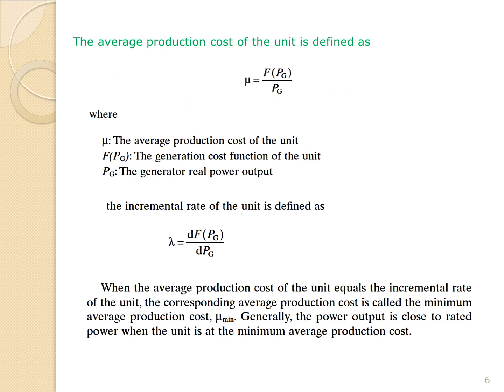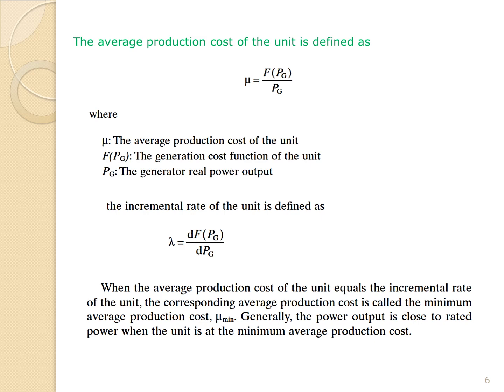To calculate the average production cost of a unit, we can divide the generation cost function of that unit by its real power output, defined as mu, which is known as the average production cost of the unit. Also, we know that the incremental rate of the unit is defined by lambda, equal to the rate of change of the cost function divided by the rate of change of its generation. When the average production cost of the unit, mu, is equal to the incremental rate of the unit, lambda, then the corresponding average production cost is called the minimum average production cost, defined as mu minimum.